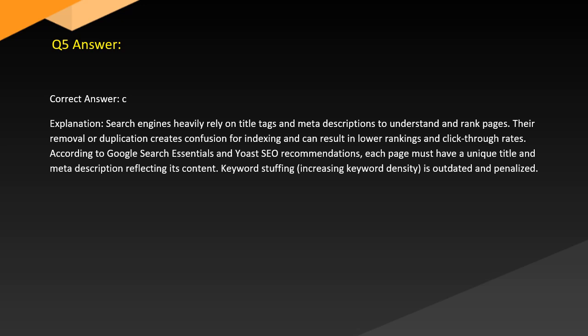Answer. Correct answer: C. Explanation. Search engines heavily rely on title tags and meta descriptions to understand and rank pages. Their removal or duplication creates confusion for indexing and can result in low rankings and click-through rates. According to Google Search Essentials and Yoast SEO recommendations, each page must have a unique title and meta description reflecting its content. Keyword stuffing, increasing keyword density, is outdated.